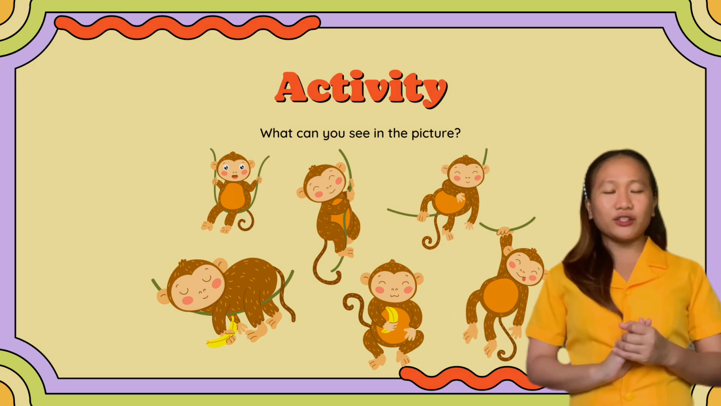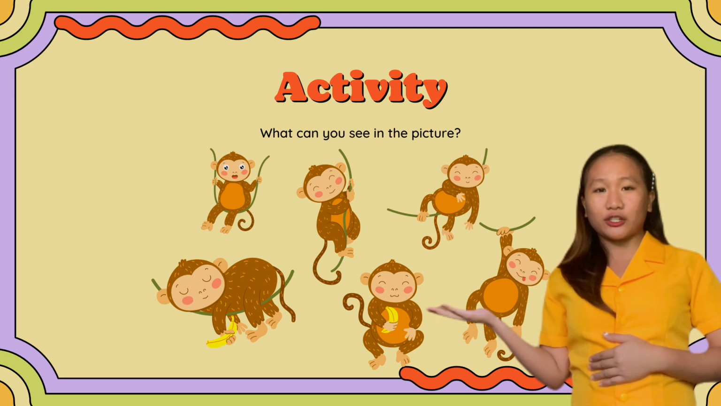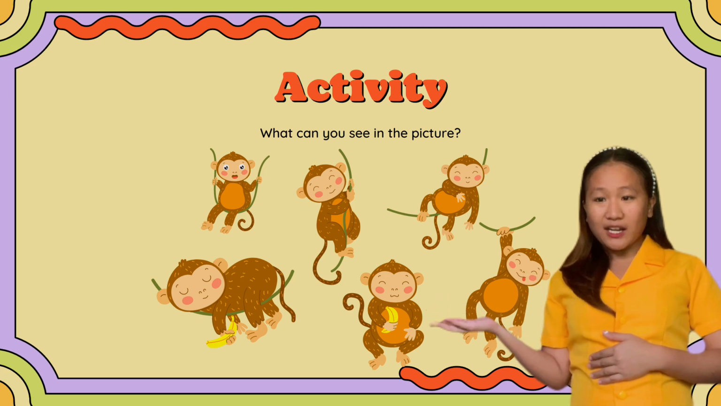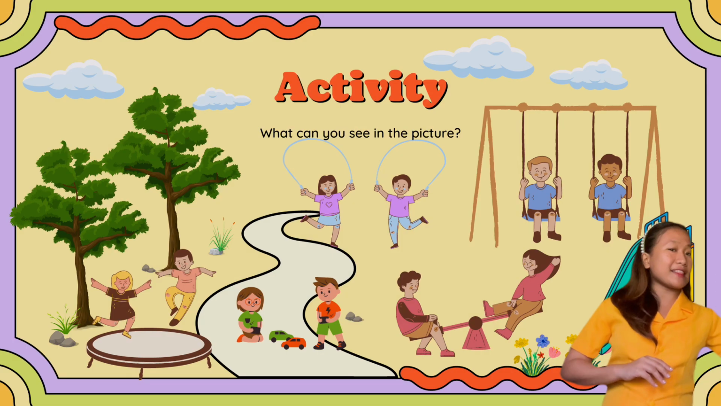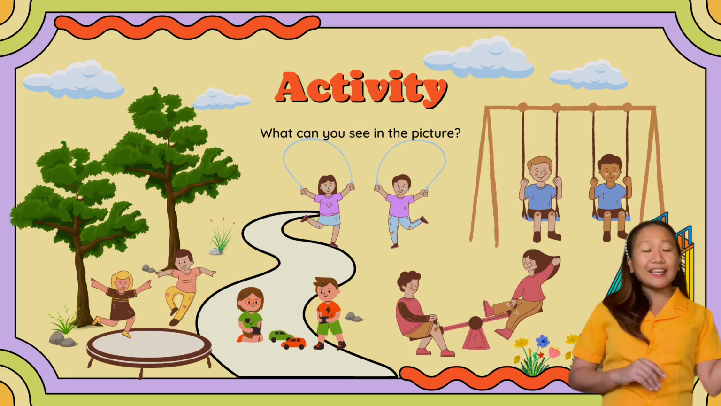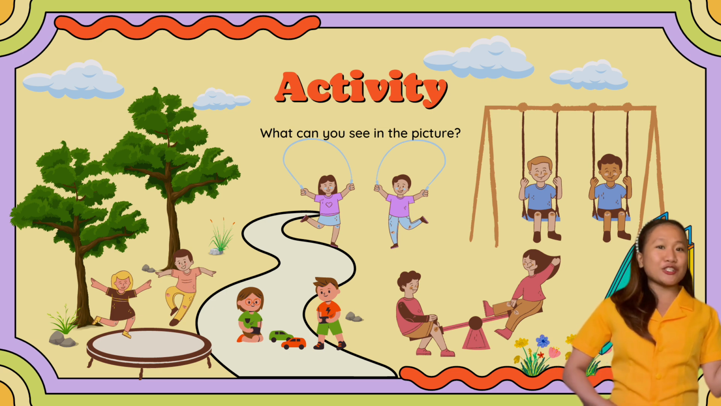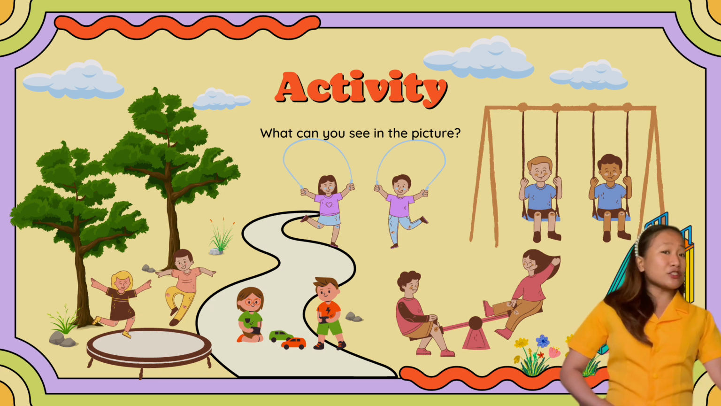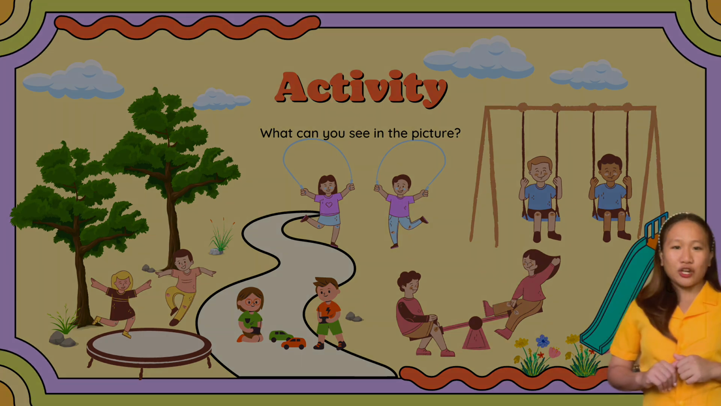Monkeys, very good. So how many monkeys can you see in the picture? There are 6 monkeys, very good. How about in this picture? What can you see in this picture? There are children. So, the children are playing in the playground. How many kids are there in the playground? There are 10. Great, good job.